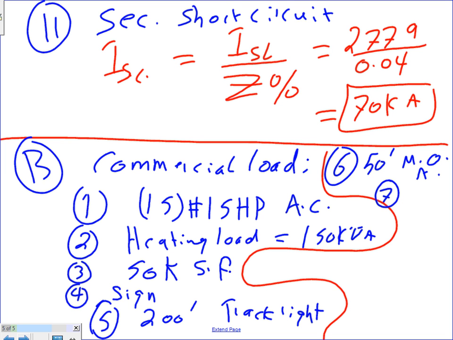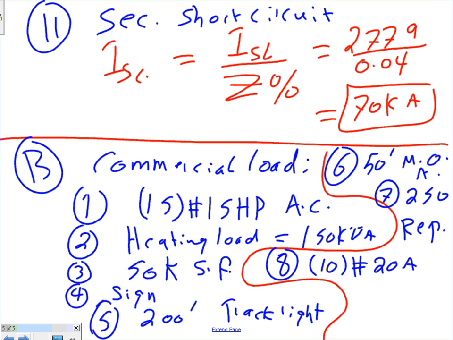7 is 250 receptacles. 8 is 10 circuits. Each one of them is 20 amp, and they are for computer load and continuous. These are dedicated for data, continuous.